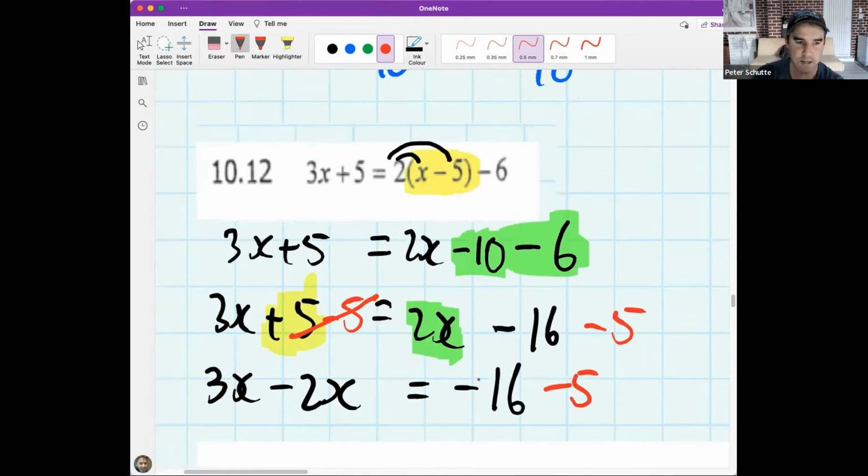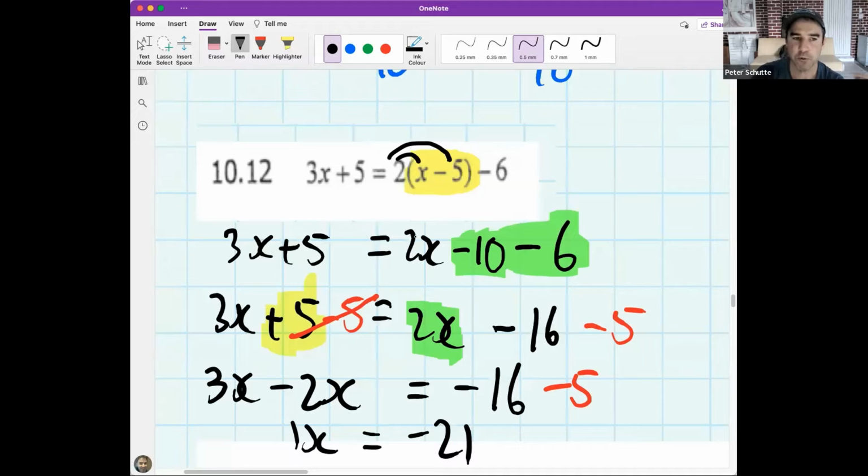So let's do this last. What is 3x minus 2x? 1x. 1x or just x, yeah? What is minus 16 minus 5? So you lose 16 and then you lose 5 more. Negative 21. And just like that, you've done it. Okay. There we go, Tandy. You just need more practice, Tandy.